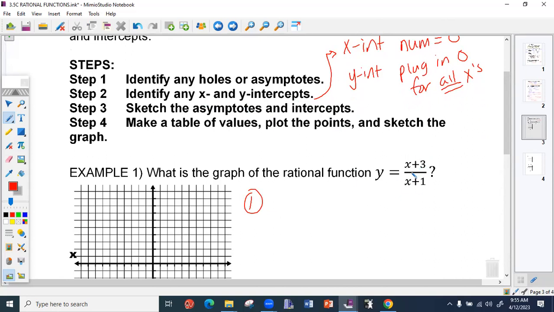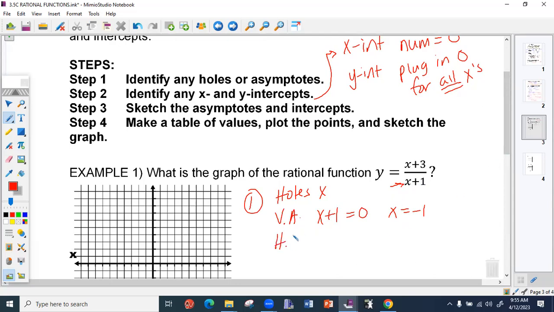This is already fully factored, correct? All right. So then I'm going to check for holes. Are there any holes? No. Now I'm going to check for vertical asymptote. Vertical asymptote depends on the denominator. So I'm going to take X plus 1, set it equal to 0. So where's my vertical asymptote at? X equals -1.